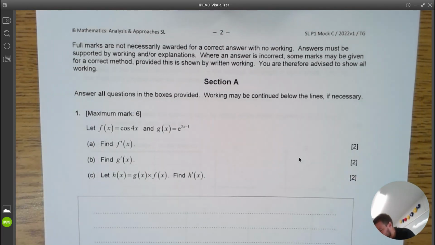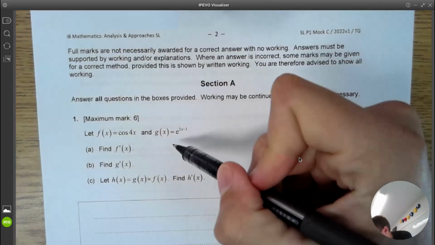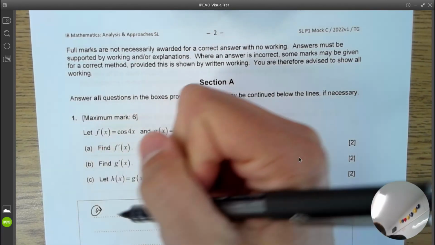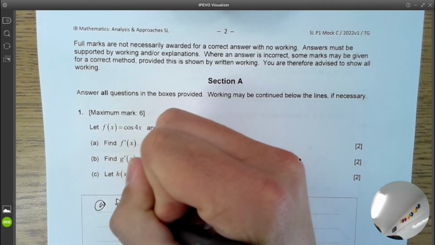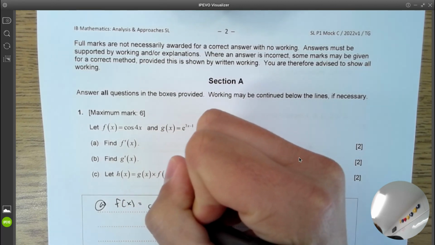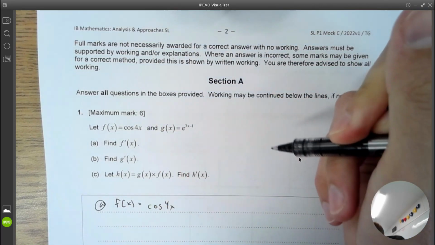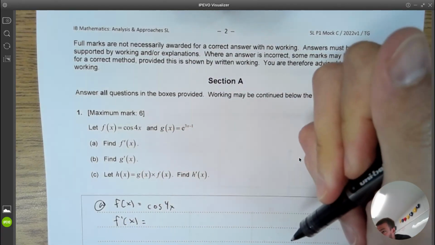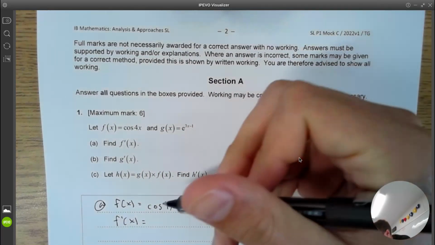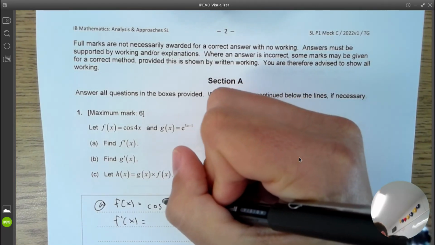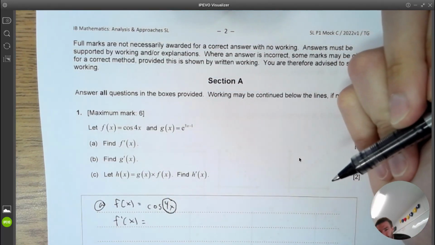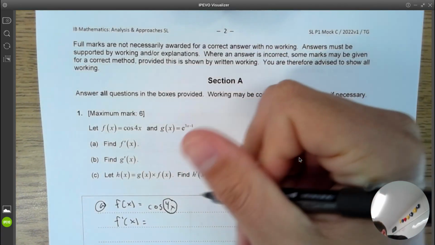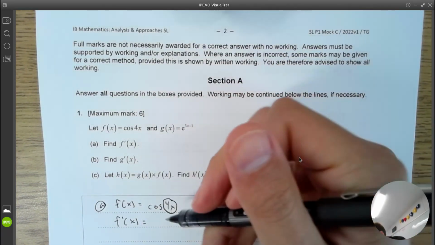Up first, we've got f of x and g of x, and we need to find the derivatives. Should be pretty straightforward. Cosine 4x, the derivative of f. I'm thinking that the derivative of cosine is negative sine. I'm also thinking that it does have an interior function, so I'm going to need to make sure that I either use chain rule and do the whole u substitution strategy, or this one's really quite easy.